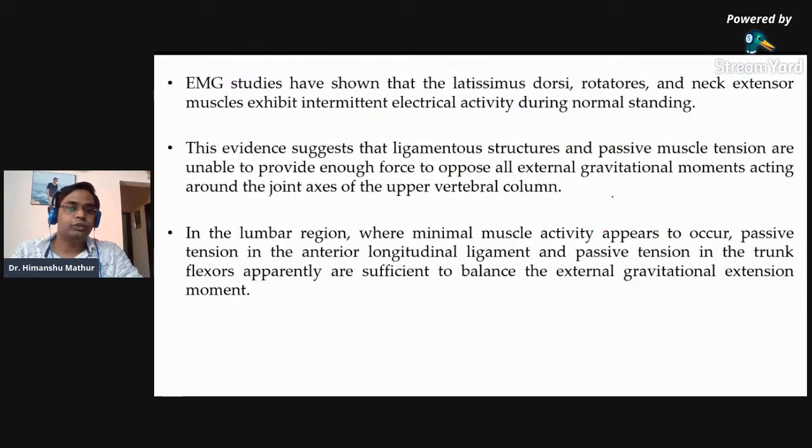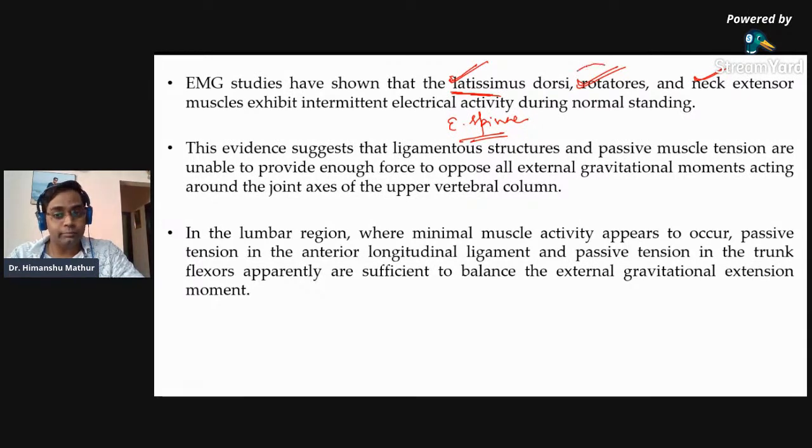Now, the EMG studies have shown that in a normal standing position without moving, in a static equilibrium sort of position, activity has been recorded in muscles like latissimus dorsi, rotators, and neck extensors. Eventually, there can always be some activity in the erector spinae muscle also. Although latissimus dorsi is a multi-articular muscle, it is a potential extensor of the lumbar spine. That is why latissimus dorsi can record some activity.